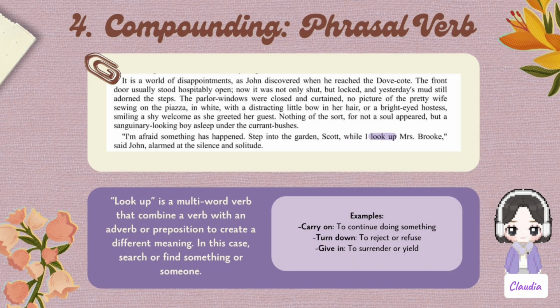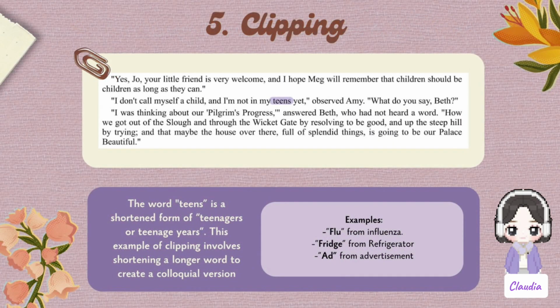Another type of compounding is phrasal verbs. These multi-word verbs combine a verb with an adverb or preposition to create a different meaning. The phrasal verb, for example, look up, means search or find something or someone. Other examples are carry on, which means to continue doing something, turn down is to refuse or reject, and give in is to surrender.